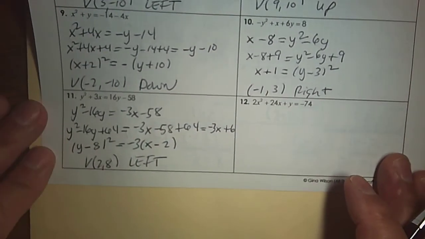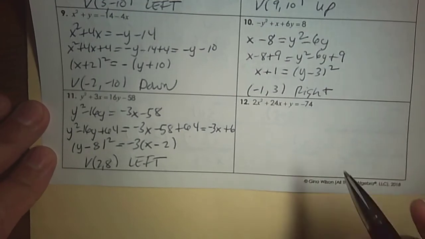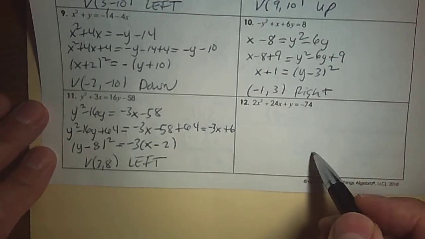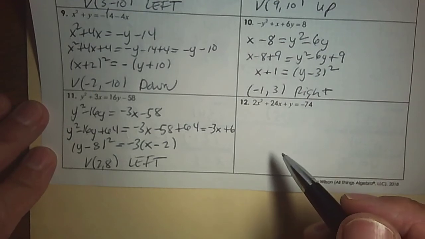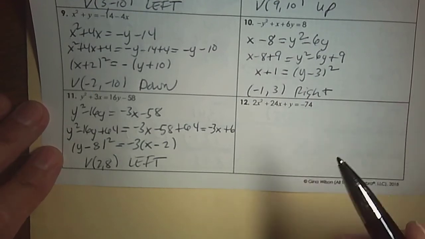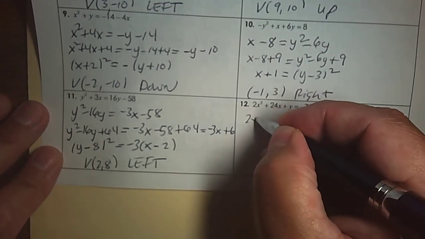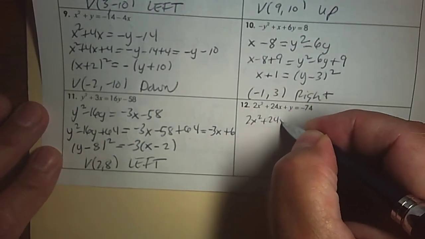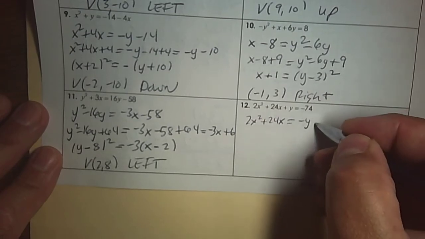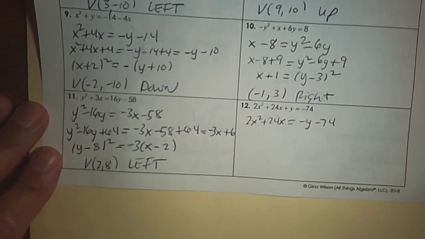All right, last one. Press pause, you try it, and then I'll do it. All right, here we go. Last one. 2x squared, 24x, negative y, negative 74.